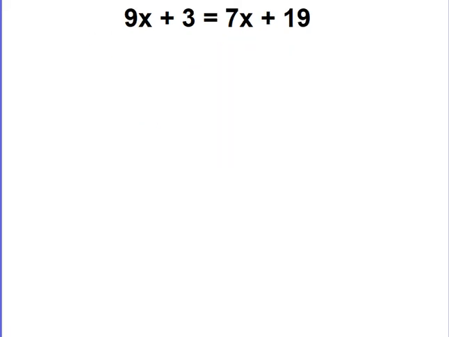So let's look at another one. So here I have 9x plus 3 equals 7x plus 19. So again, if you want to try it on your own, try it on your own. Pause the video, give it a shot, and then check to see how you did. That's only going to help you out, and then you can see if you get it or not.